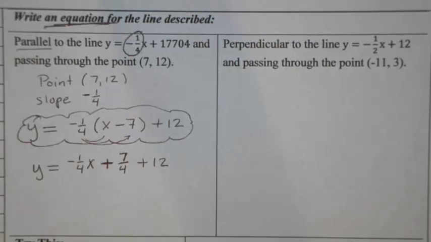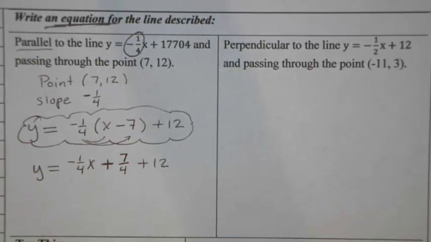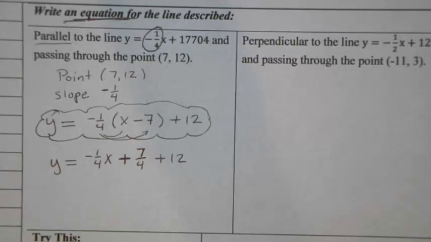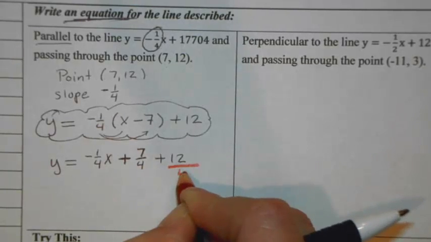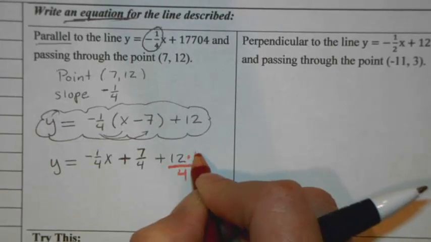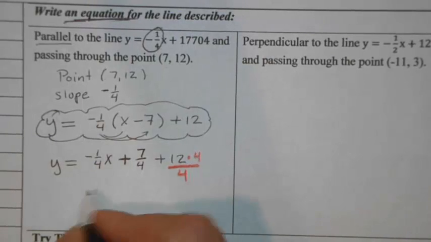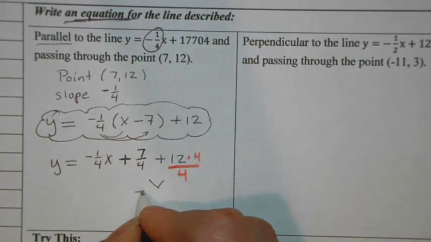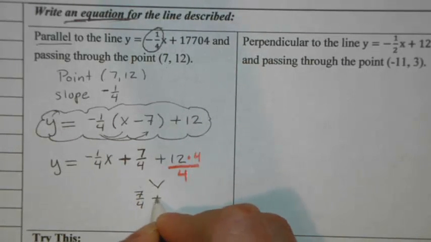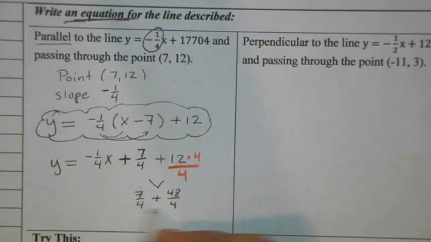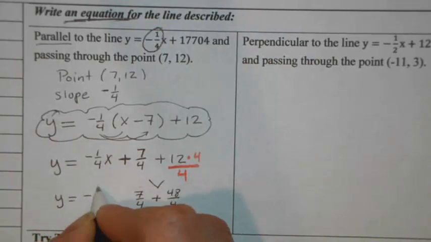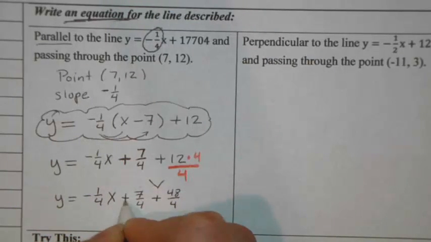Okay, so it looks like I have to combine those like terms, and that's going to require me to get a common denominator. So if I'm going to get a common denominator on that 12, what would it be? Well, it's got to match this denominator. So I need this to be a 4 on the bottom, and that means I have to multiply on the top by 4. Okay, so let's see what we've got just right here. So it's 7/4 added to 12 times 4 is 48/4. And then everything else is coming down here, so -1/4 times x plus.